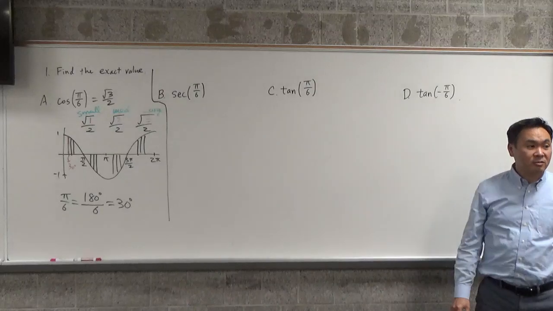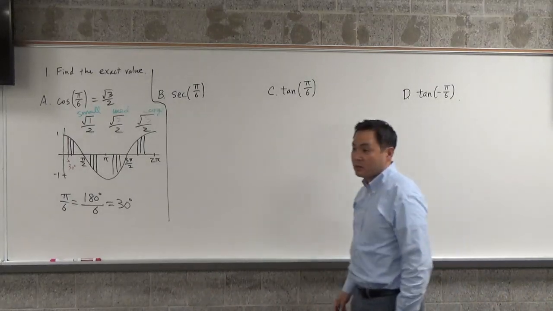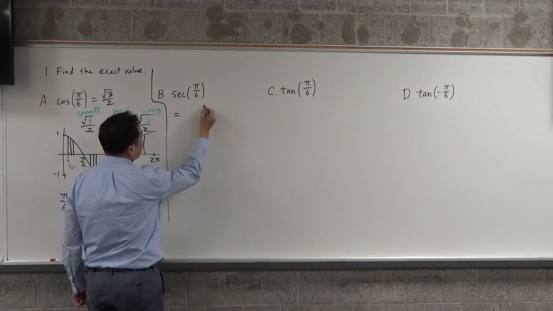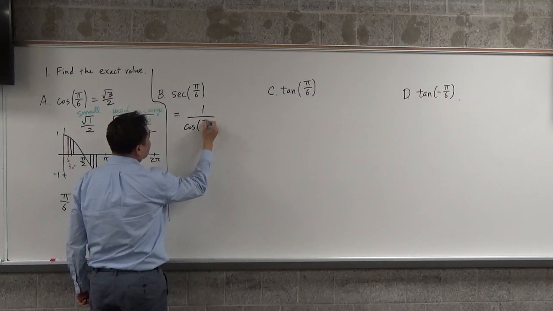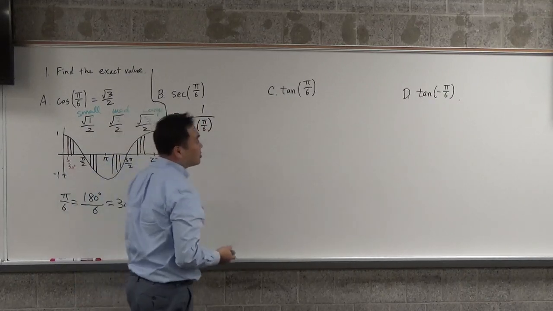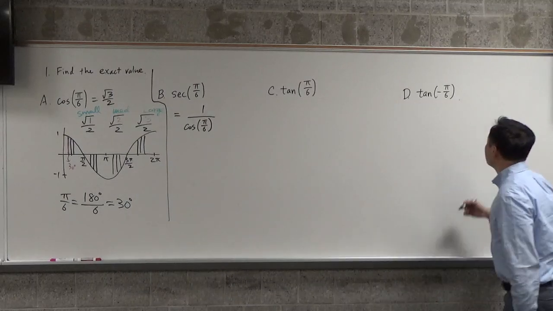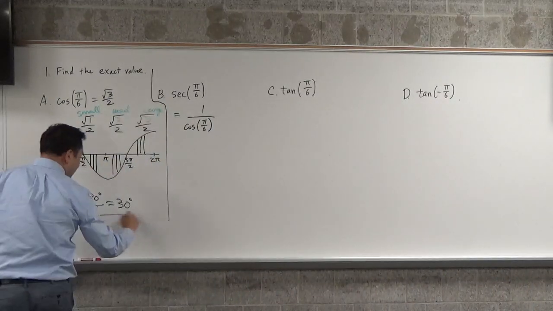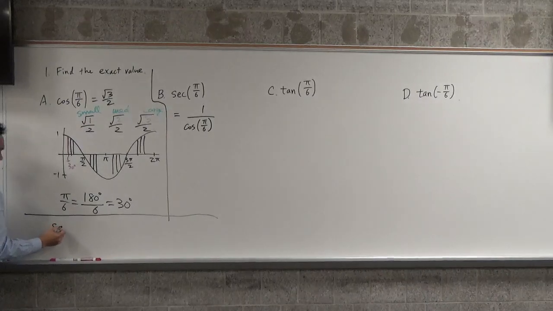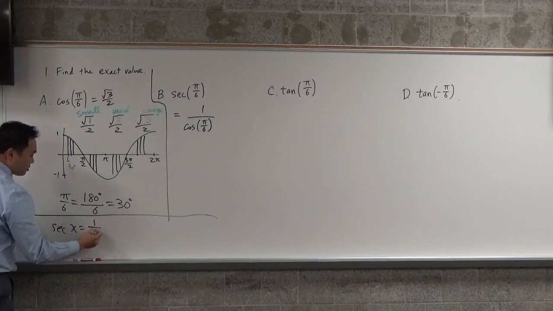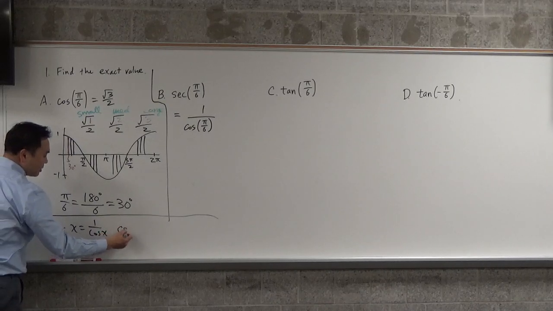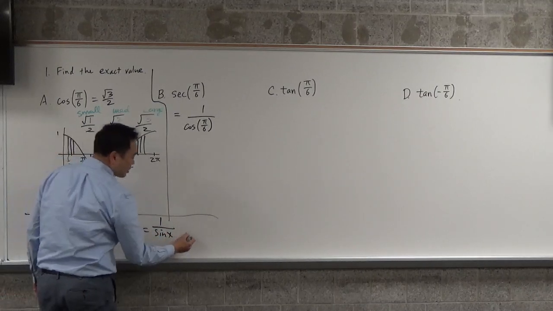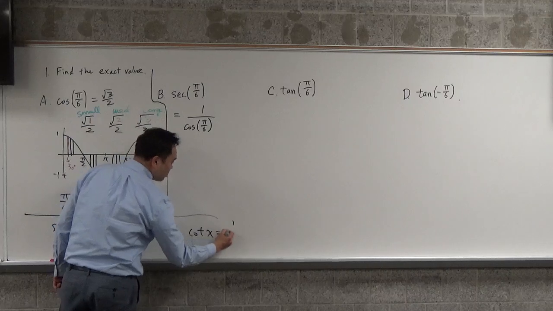What is secant? Does anyone know? Secant is 1 over cosine, yes. So you have to know that secant is 1 over cosine of pi over 6. And by the way, let me just write over here. Secant of x is 1 over cosine of x. Cosecant of x is 1 over sine of x. And then cotangent of x is 1 over tangent of x.